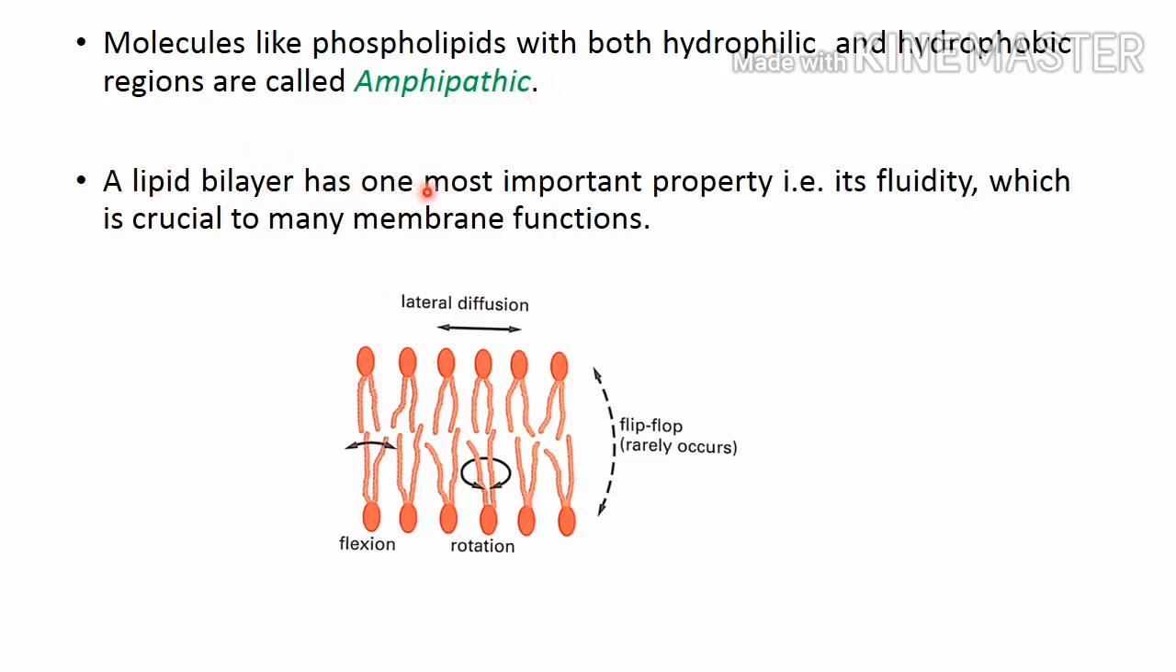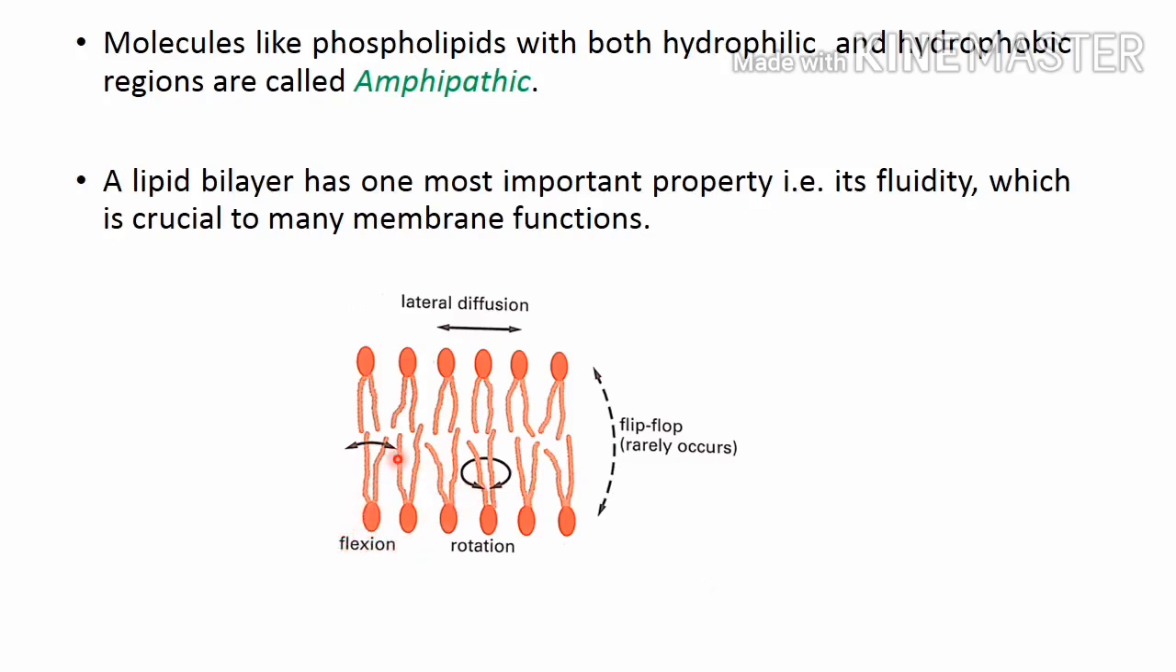A lipid bilayer has one most important property, its fluidity. That means the biological membrane is fluid in nature, which is crucial to many membrane functions. Fluidity means that if this is a bilayer phospholipid membrane and this is a phospholipid molecule, and this is another phospholipid molecule, we can see that this phospholipid molecule can twist at its position, and this is known as flexion.